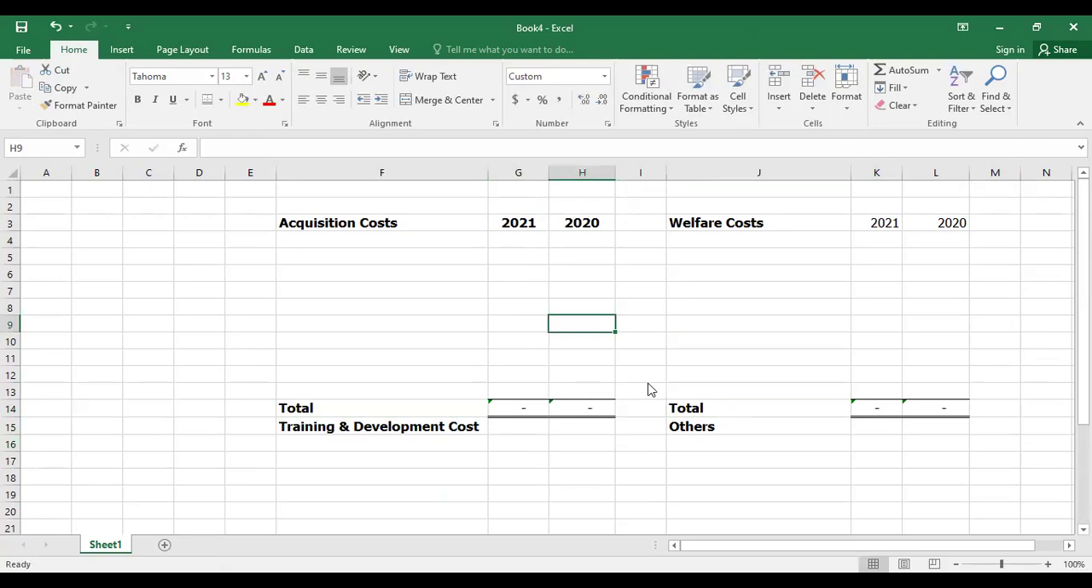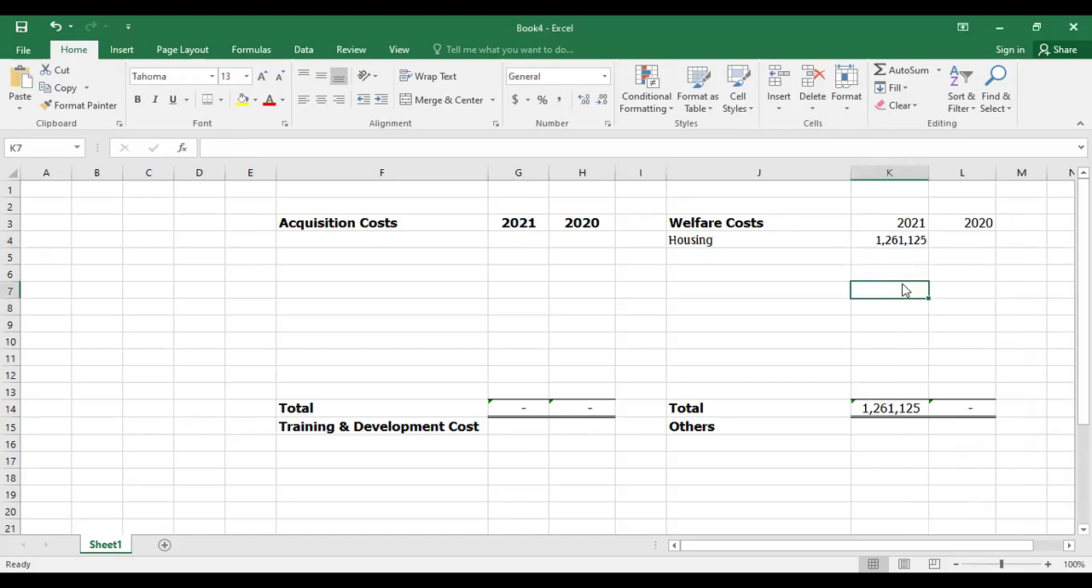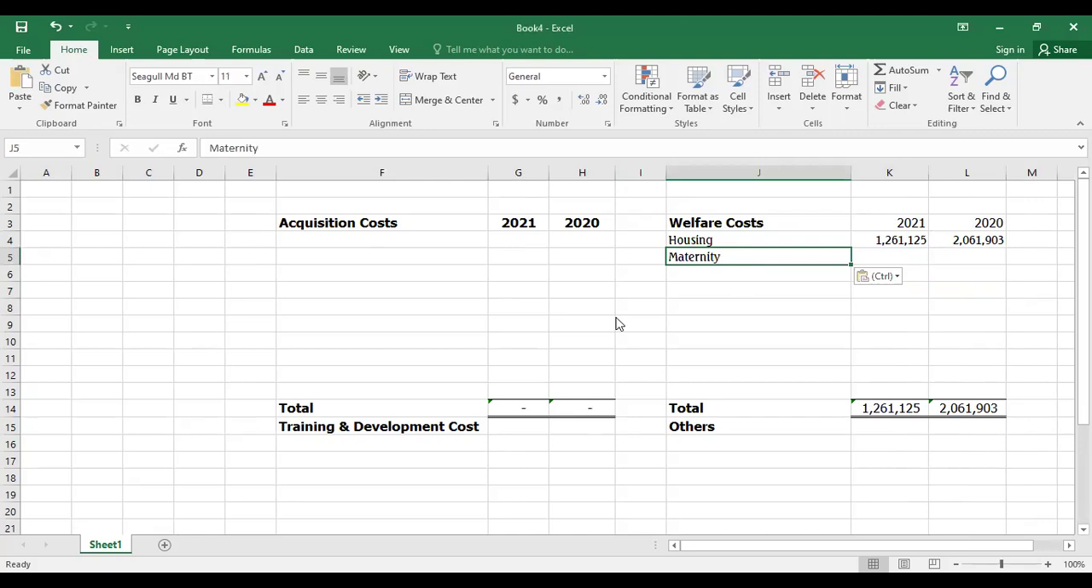So the first one is housing. So housing clearly falls under welfare. So I place my housing here. And what are the figures? So for 2021, I have this. Let me widen it. So for 2020, I have this. So the figures are beginning to gel, followed by maternity. Maternity is also welfare. You agree that we say it's also welfare. And how much are we talking about there? 1,880,625. Place it here. So 1946, we place it here.